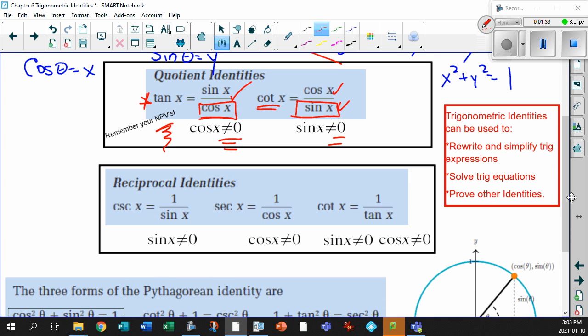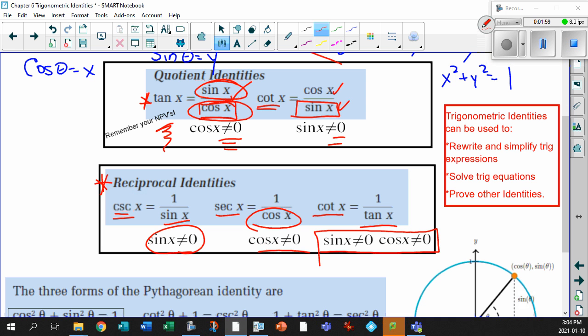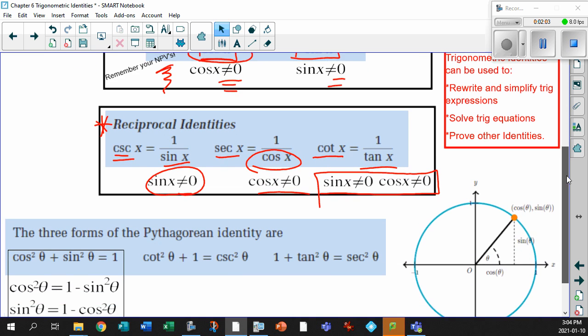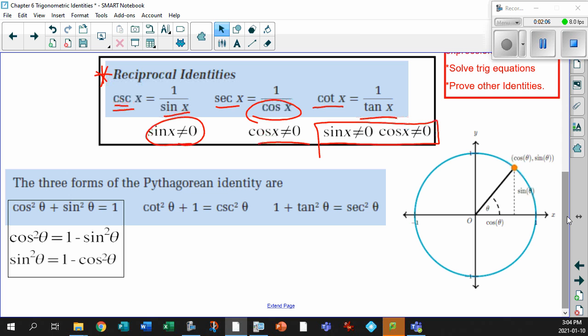Now, don't forget our reciprocals, guys. Remember cosecant? Cosecant is 1 over sine. So that means sine can't be equal to 0 because there's a restriction. Secant, oh my goodness, that means cosine can't equal 0. There's a restriction. And of course, you can say that cotangent is just 1 over tan. But what does that mean? Since tangent is composed of sine and cosine, guess what? You've got a double restriction here. Oh, gross.